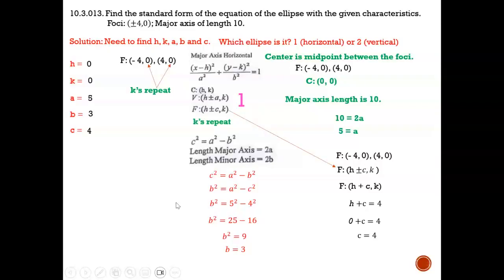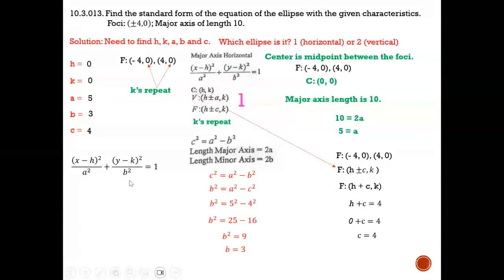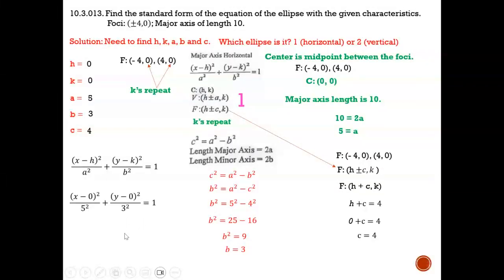Right? Now I get my equation. Plug everything in. I'm going to plug in 0 for h, 0 for k, 5 for a, and 3 for b. So it gives us x squared over 25 plus y squared over 9 equals 1. Here's my solution, guys, that we're looking for.